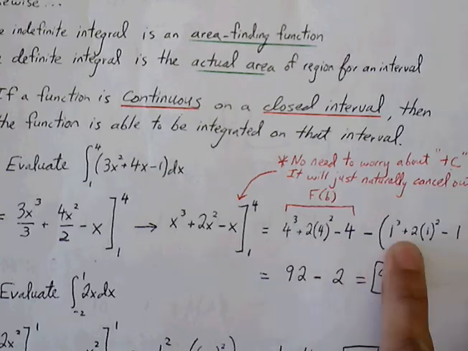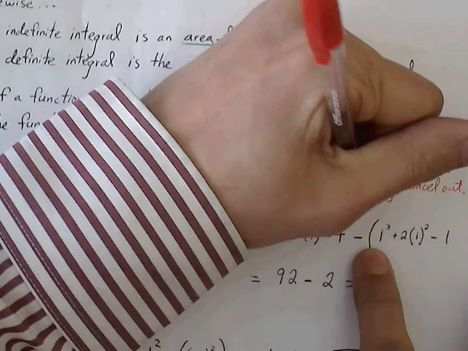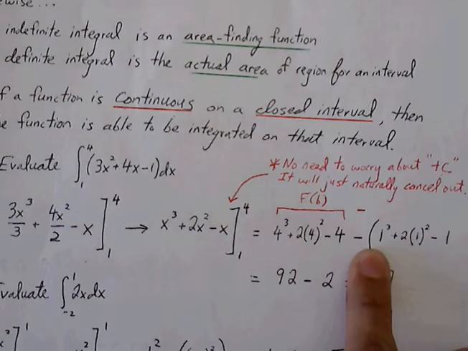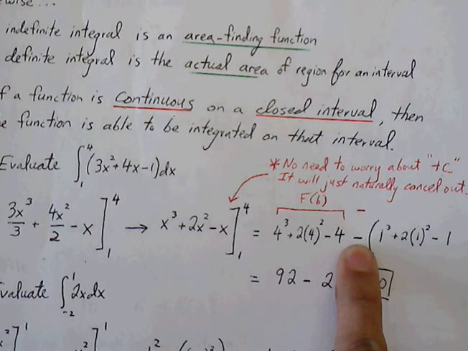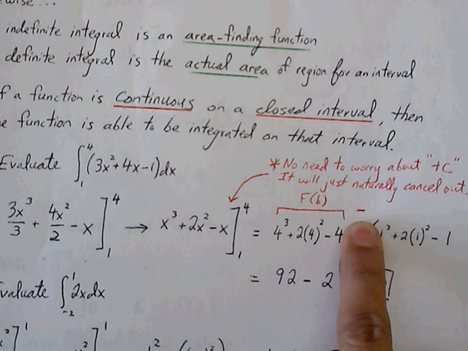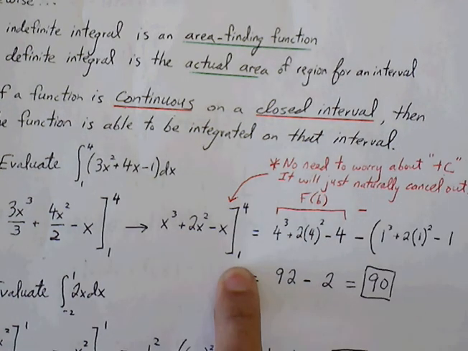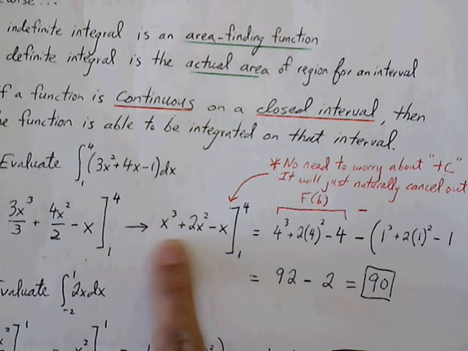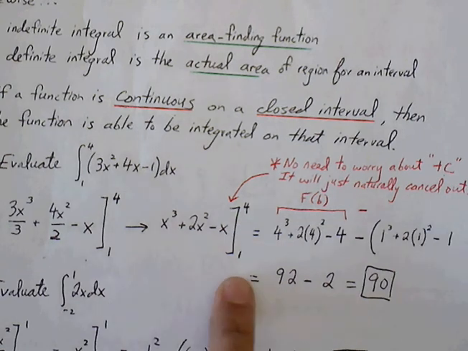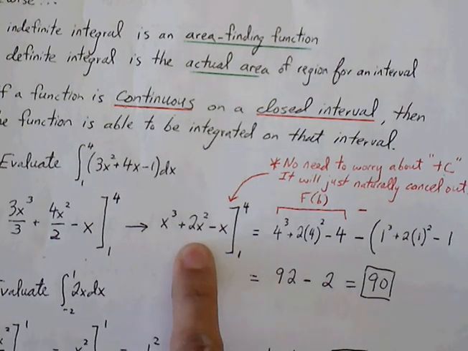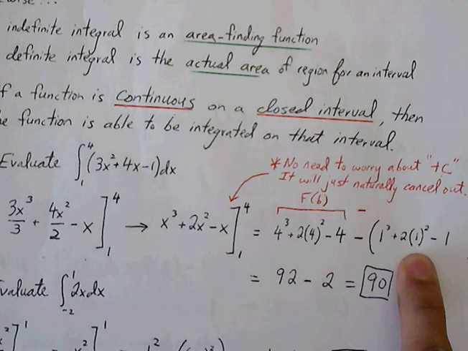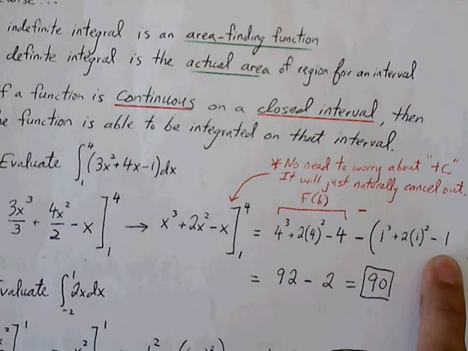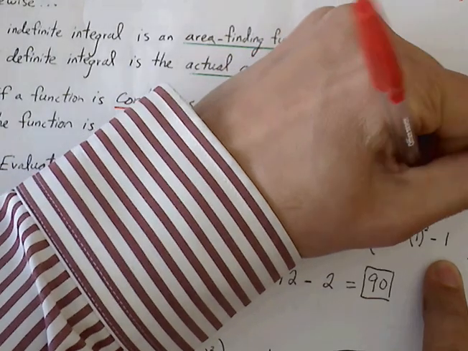Minus. Make sure that this minus is always here, always part of your first theorem of calculus. And then plug the lower bound into the equation that you just plugged 4 into. So 1 gets plugged in for all the x, so 1 cubed plus 2 times 1 squared minus 1. So all this represents f of a.